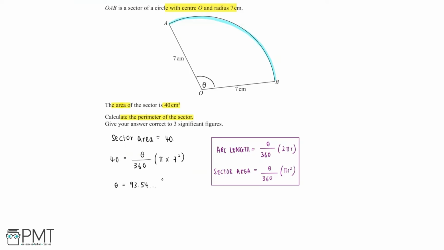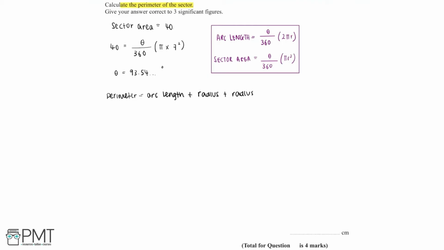Now let's use this in order to find the perimeter of the sector. Now remember that the arc length is just the line highlighted in blue. And so we can say that the perimeter of the sector is equal to the arc length plus the radius again. And given that the arc length is equal to theta over 360 multiplied by 2 pi r, we can say that the perimeter is equal to theta over 360 multiplied by 2 pi r plus r again.